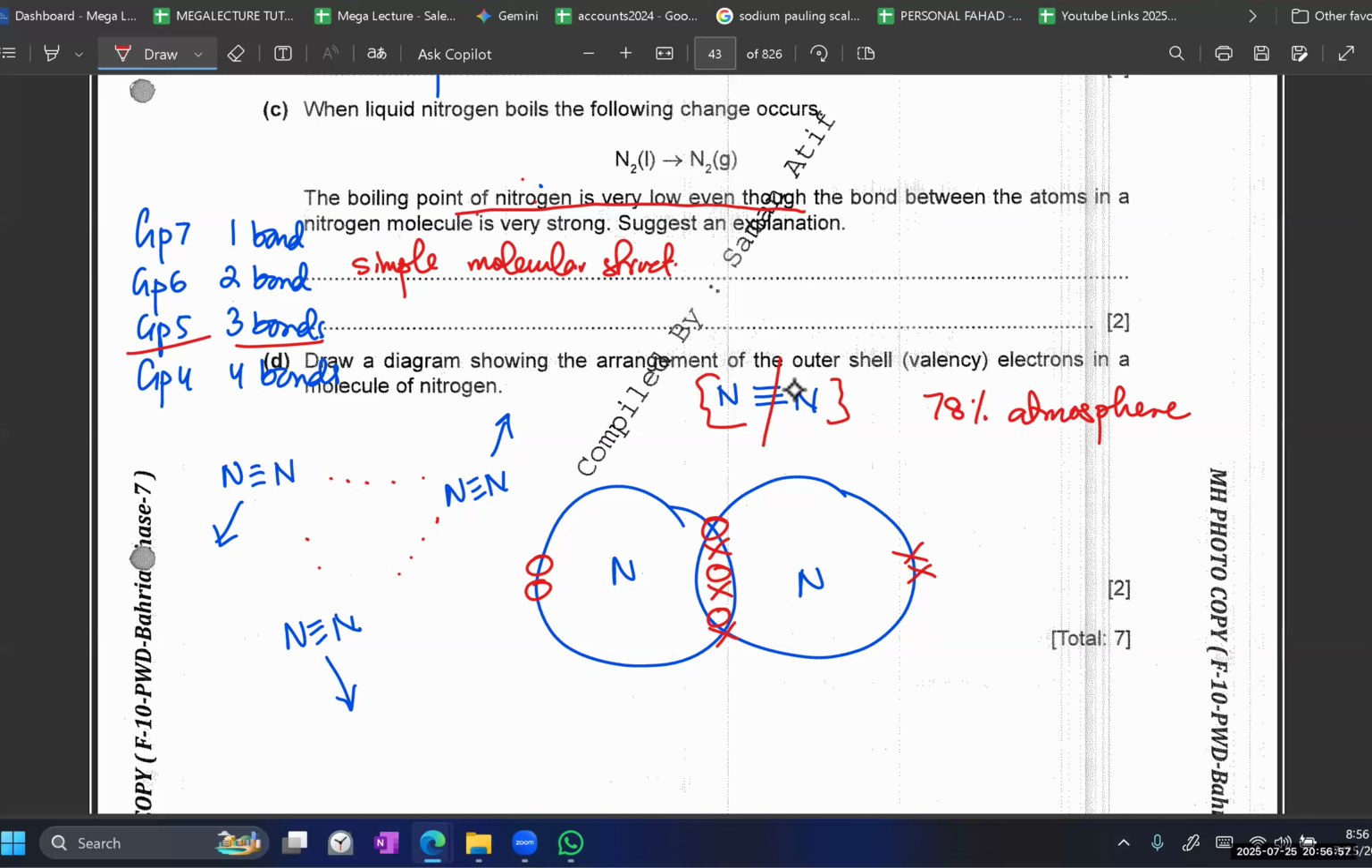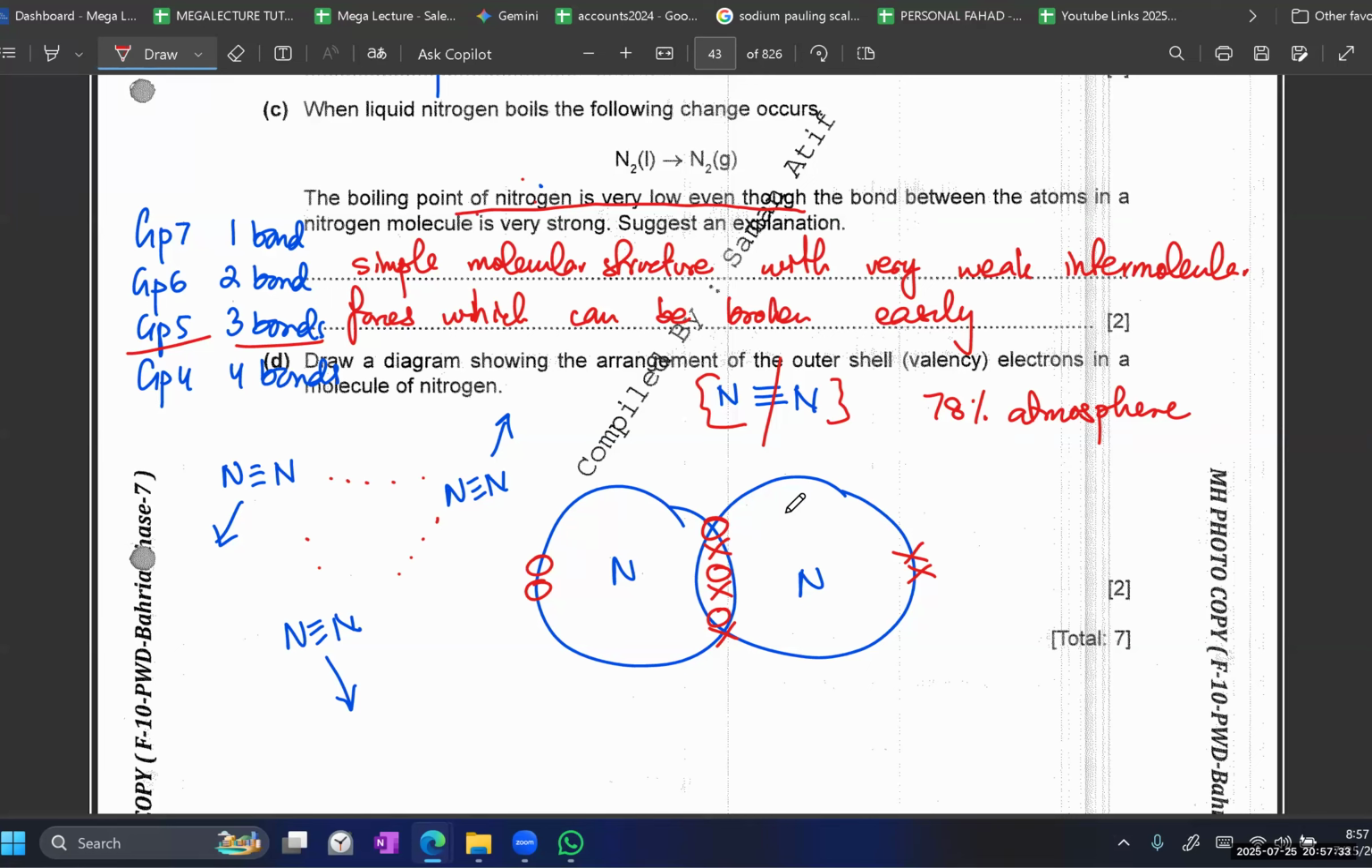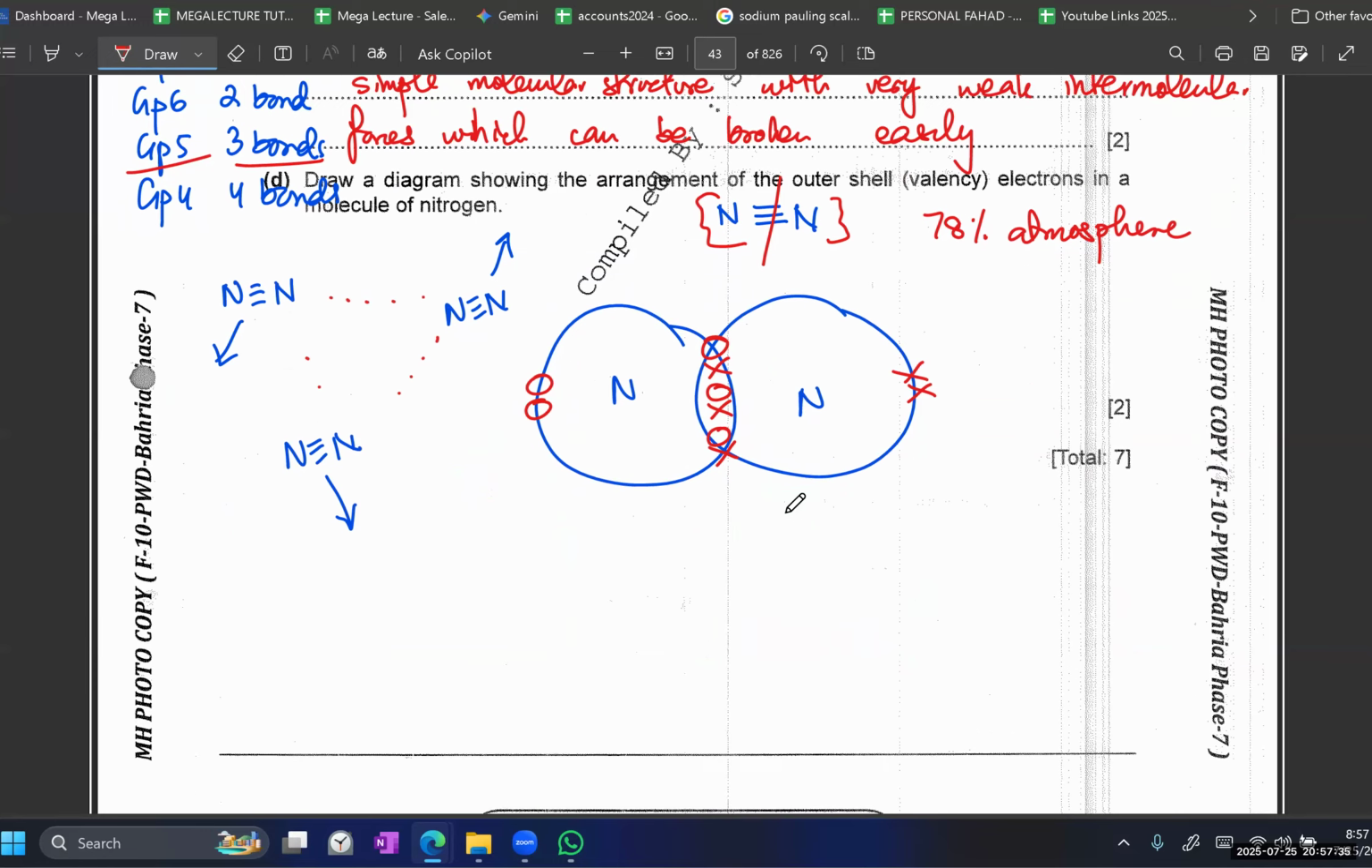It's a simple molecular structure with very weak intermolecular forces which can be broken easily. All the covalent molecules will have a simple molecular structure, right? Except those two or three which are giant covalent. They can be broken easily. You don't have to apply a lot of force. You don't have to give it a lot of energy, which is why they're always in gaseous state.